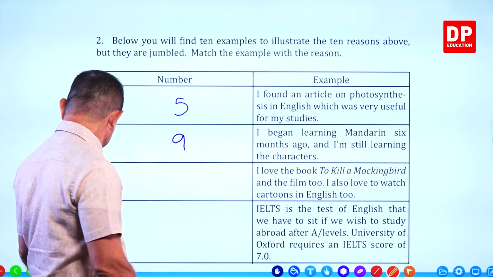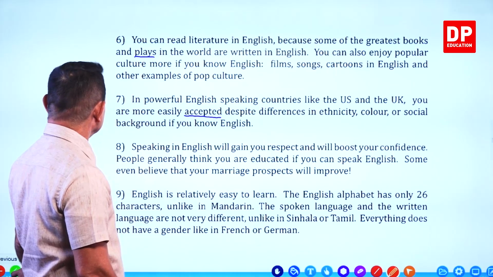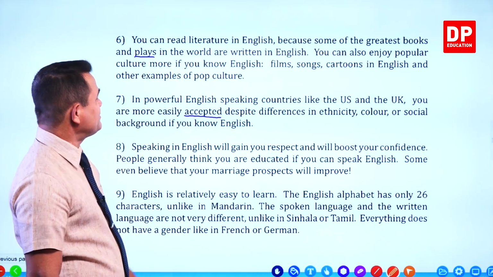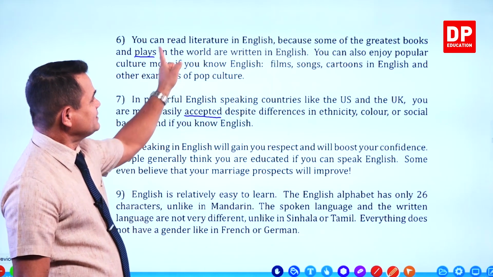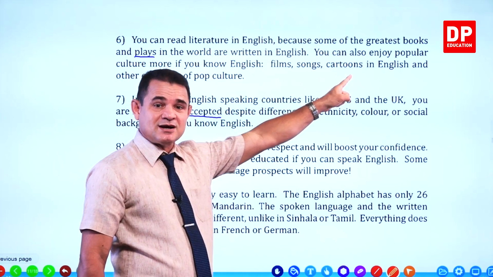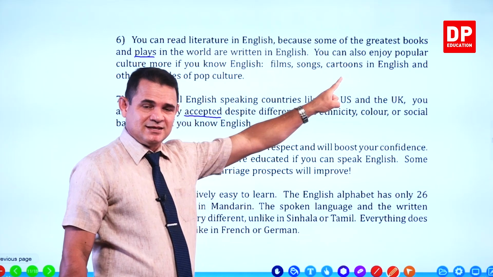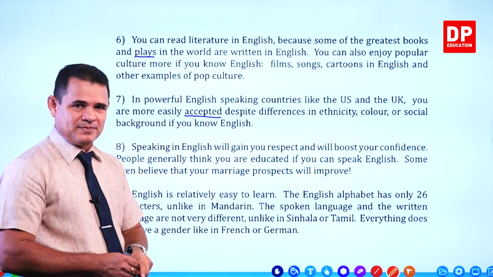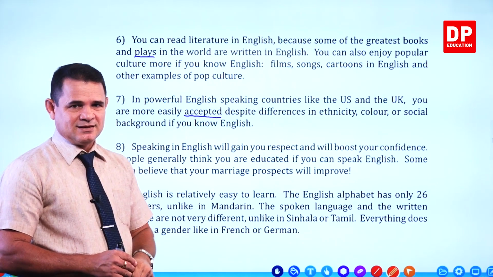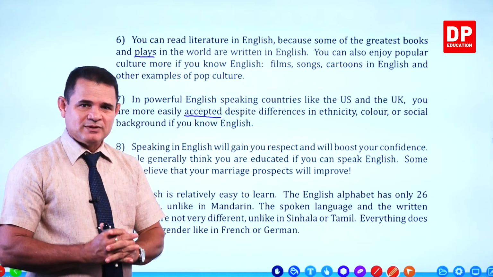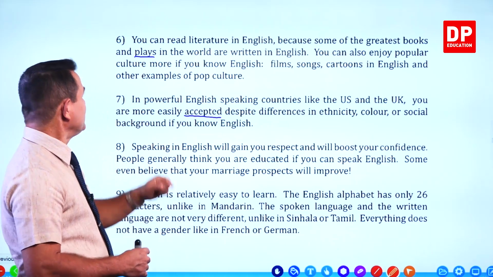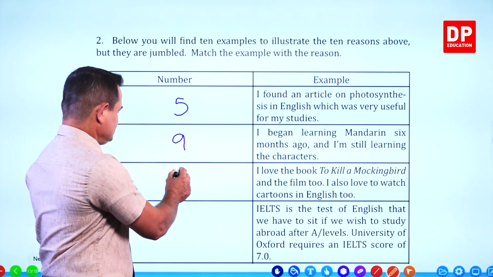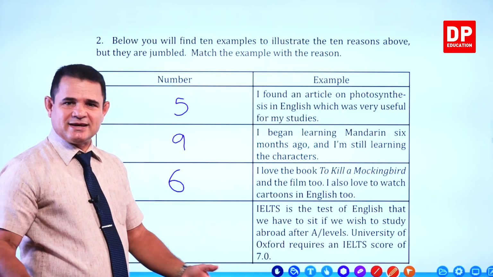What is this talking about? Right, here you can see. You can read literature in English. And here, if you go on reading songs, cartoons, the same word is there. So in that way also you can easily find. So use those techniques. If you know the meaning, it is very easy to match. So then number 6 can be put there. It's very easy, isn't it?